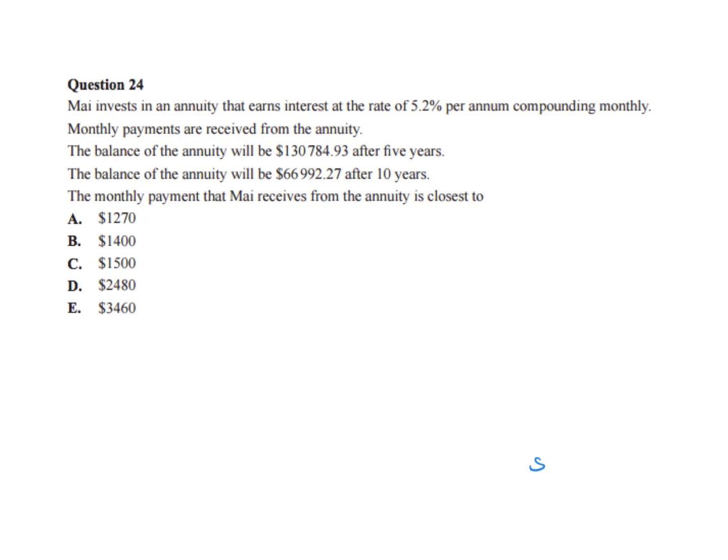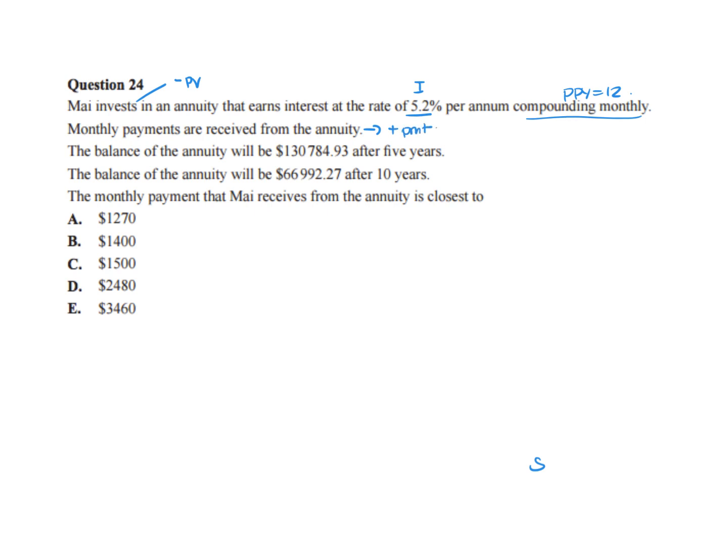So, may invests in an annuity that earns an interest rate of 5.2% per annum, compounding monthly. So we've got the PPY there. And it says monthly payments are received from this annuity. Because when they invest the money, the PV will be negative, but when they're receiving a payment, that'll be a positive payment.